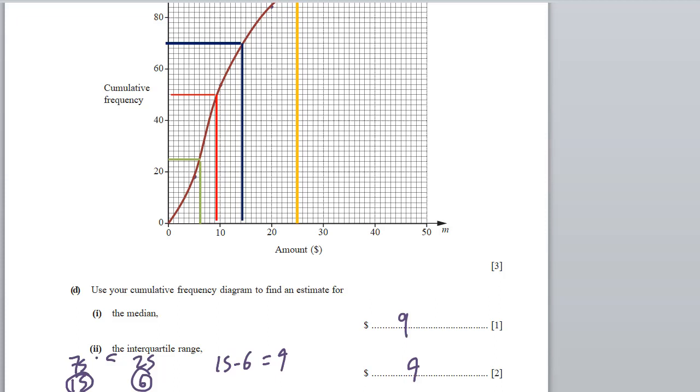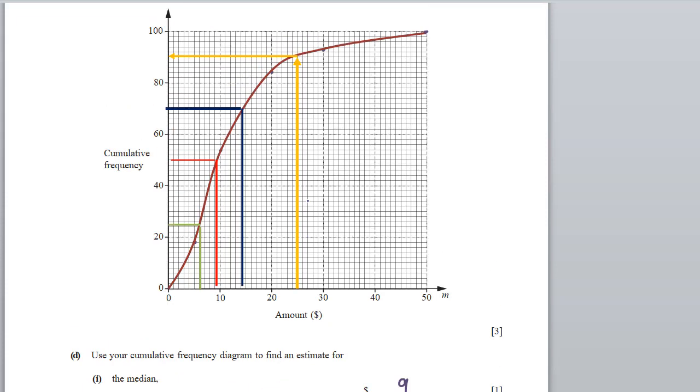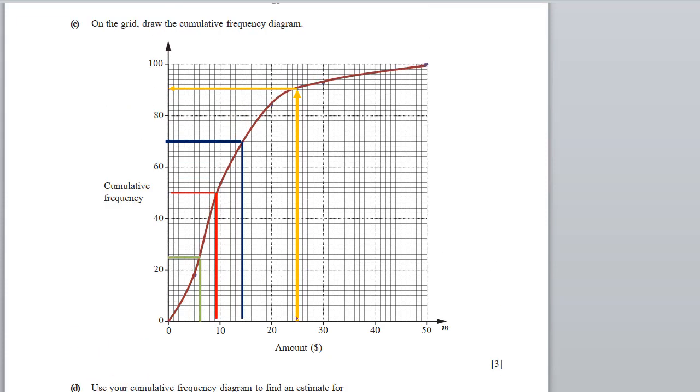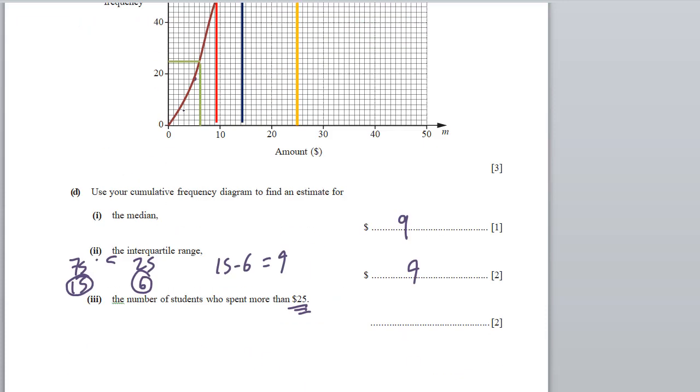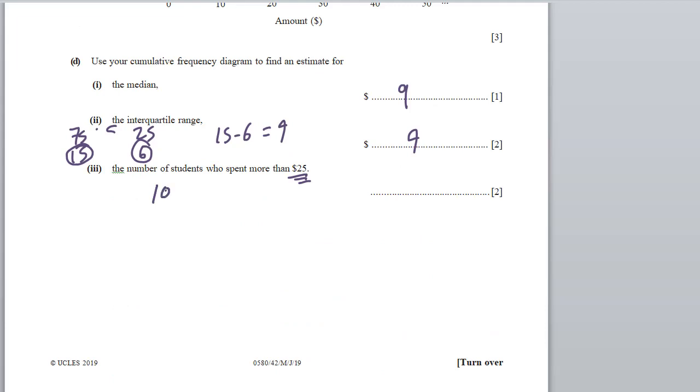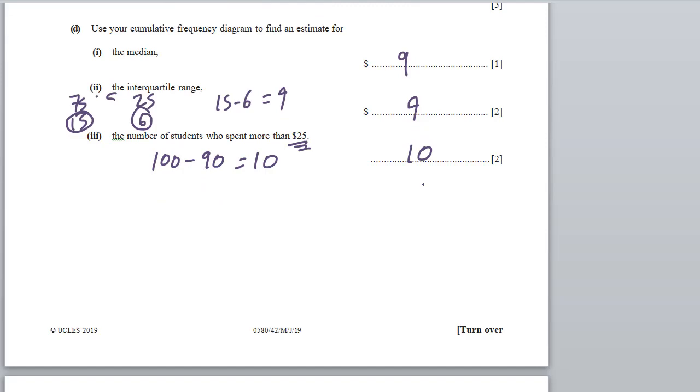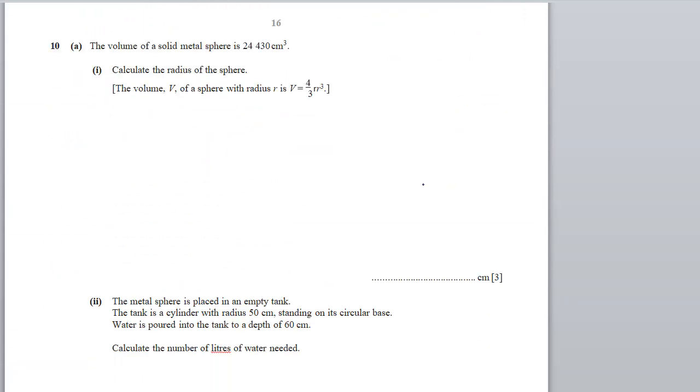And the number of students who spent more than 25. So we will go to 25 from here, 25 and then we go up. Here this value is 90. So the number of students who spent more than 25 will be 100 minus 90, which is equal to 10 students. Okay. Let us go ahead to another question.